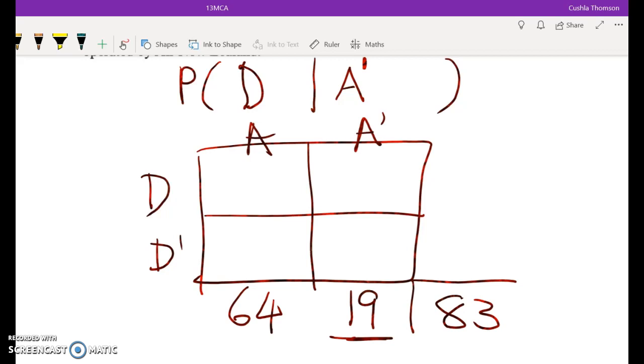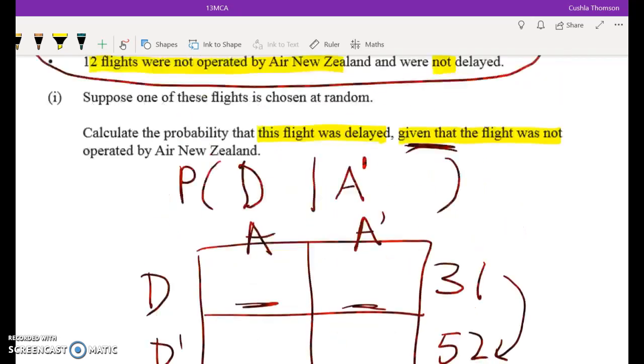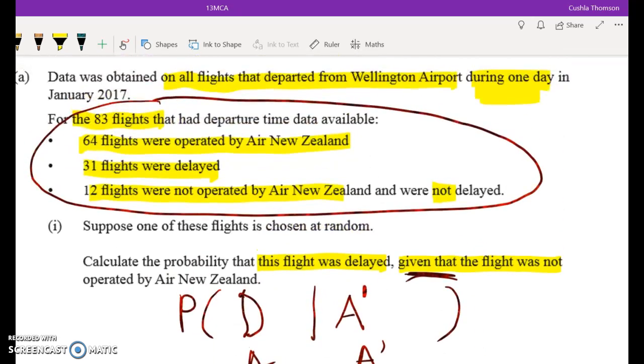31 of the flights were delayed. So we'll put 31 down here. And that means we've got 52 in here. All right, so we're just working with the column and row totals so far. Now let's go back up to the question because we need one bit of information from in here. So let's see which one we're given. Okay, so we've done that one, we've done that one, and that one. Just tick them off as you go.